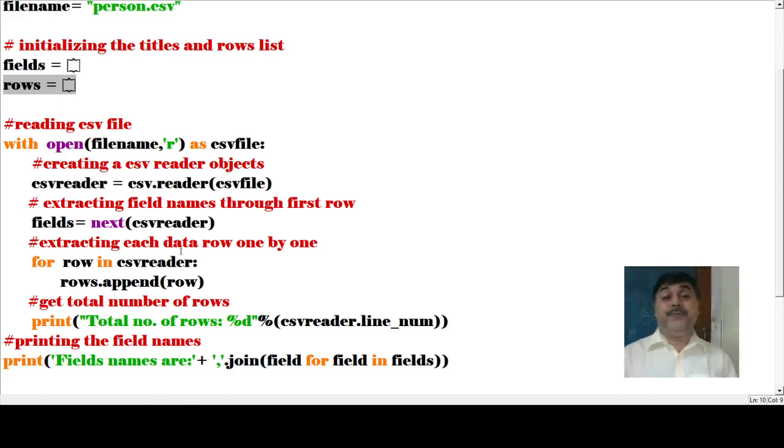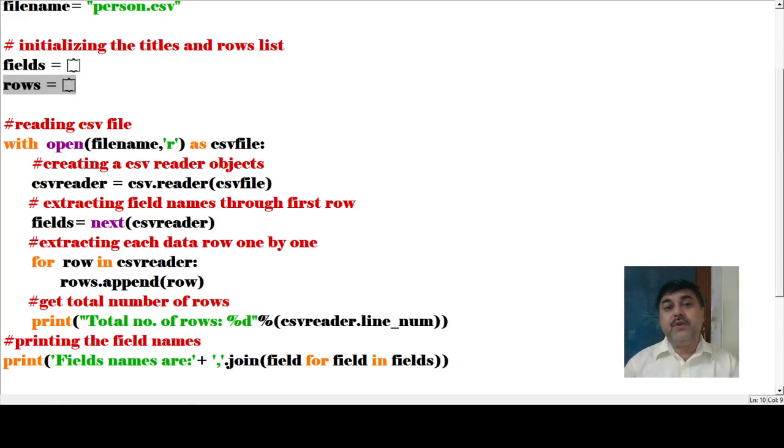So this is the structure we have created in the CSV, and after creating it we have implemented it in the CSV file. First we imported the CSV. Then I have given the file name, person.csv. I created it in Excel and saved it with the extension .csv.